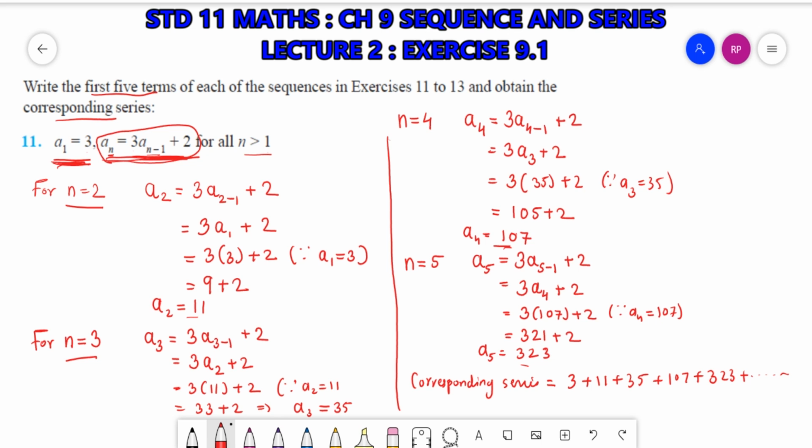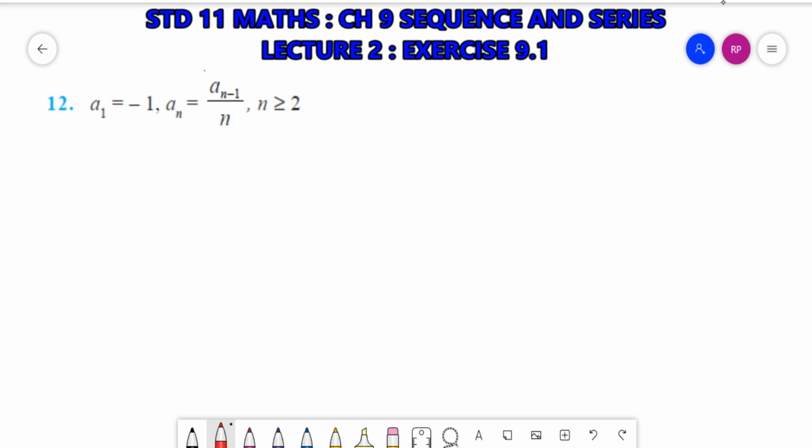Now let's move to the next, that is question number 12. There also the same question is there: write the first five terms and obtain the corresponding series. Question number 12: a1 is given equal to minus 1 and an is equal to a(n minus 1) by n, for n greater than or equal to 2.